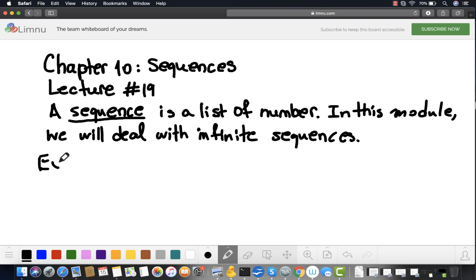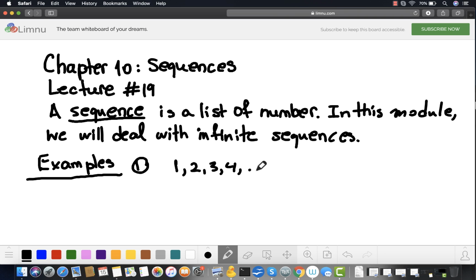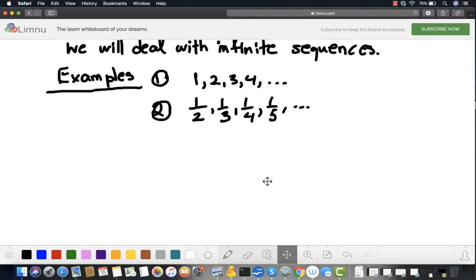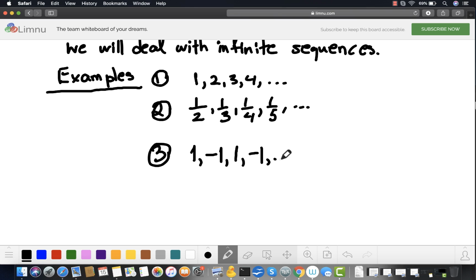Examples. So for example, we could have, this is number 1, the sequence 1, 2, 3, 4, and so on. Here's another example: 1 over 2, 1 over 3, 1 over 4, 1 over 5, and so on. We could have, for example, the sequence of alternating 1s and -1s. So we can start with 1, -1, 1, -1, and so on.